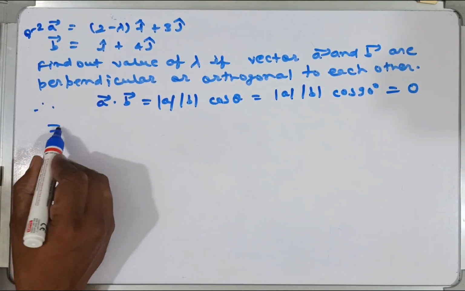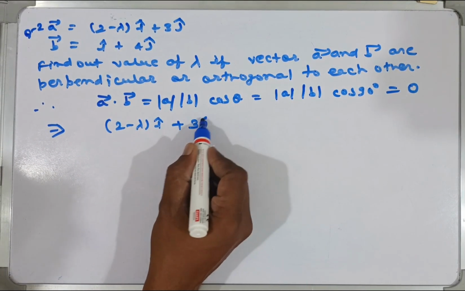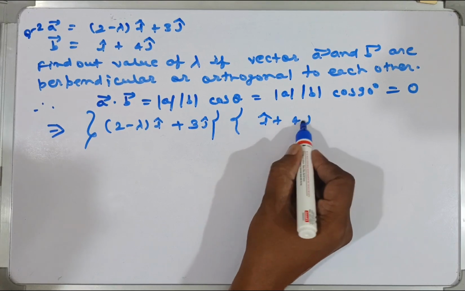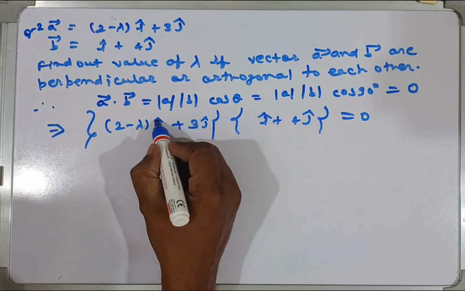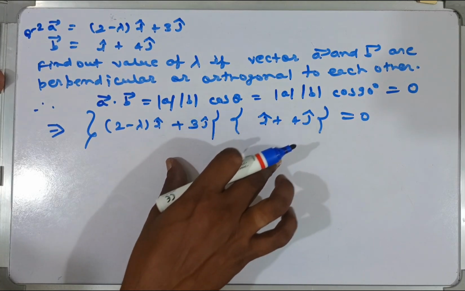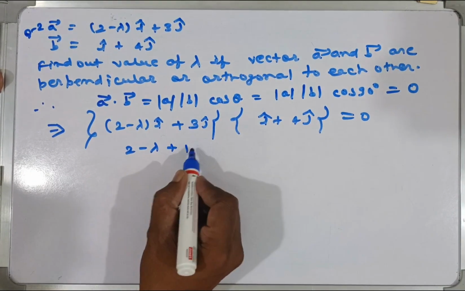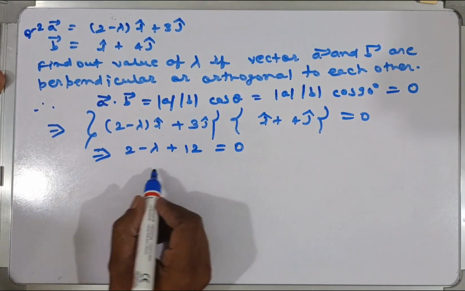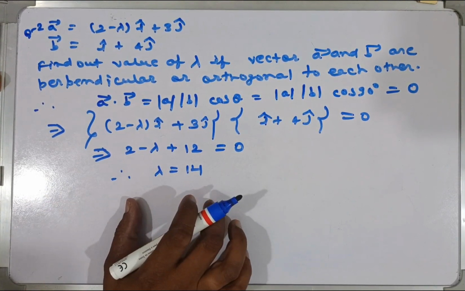So our solution will be: only the same unit vectors exist, and the perpendicular components are 0 here. So this one is 2 minus lambda, and this one is 12, and this is 0. So this becomes lambda equal to 14. Okay, so lambda equal to 14.